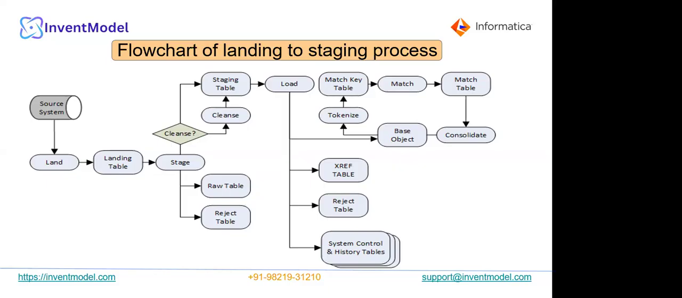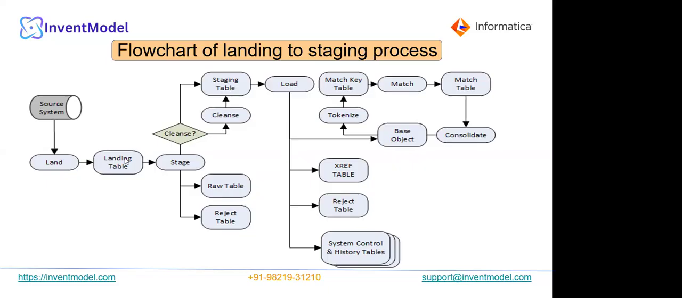After cleansing the data, we go to the staging table by the stage process. If the data is not in our condition, then it will go to the raw table or reject table. These are the child tables, we can say. After the loading process, it will go to the base object. Basically, landing, staging, and base are the important tables of Informatica master data management, where we store our data to manipulate, to transform, to change the data, to make the data as we want.